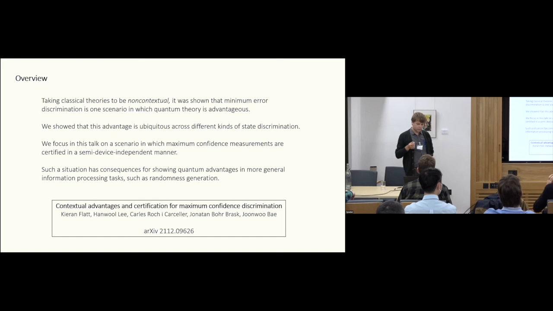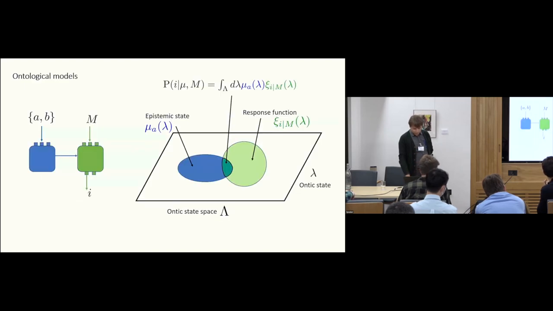So this talk will focus on the contextual advantages associated with maximum confidence measurements in a scenario in which there is semi-device independent certification. And this has further consequences for more general certified quantum information tasks, such as randomness generation. So I'll start by introducing the notion of non-contextuality, which is from Rob Spekkens.